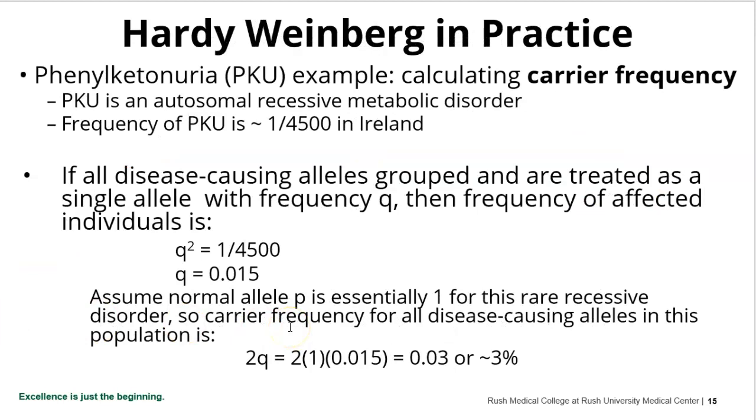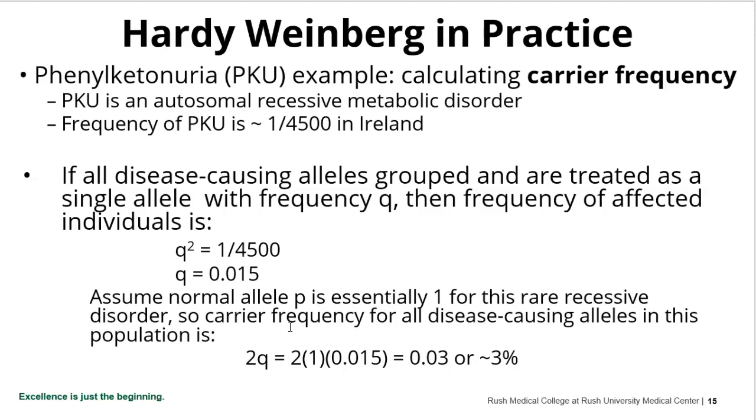So let's talk about an autosomal recessive disorder, phenylketonuria, or PKU, which we're going to learn about in the next section. But this is a metabolic disorder. It's a super rare autosomal recessive disorder. I could call it anything I want. It doesn't matter as long as I tell you it's recessive. And the frequency of PKU in Ireland is 1 in 4,500. So what is that? I just gave you what q squared is.